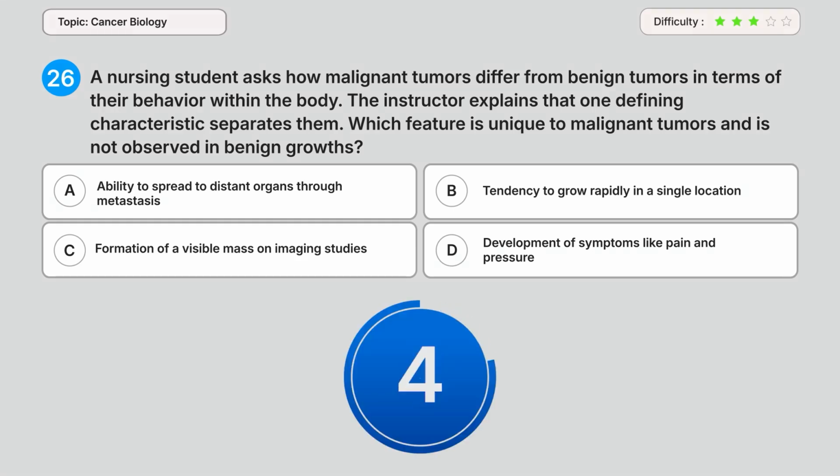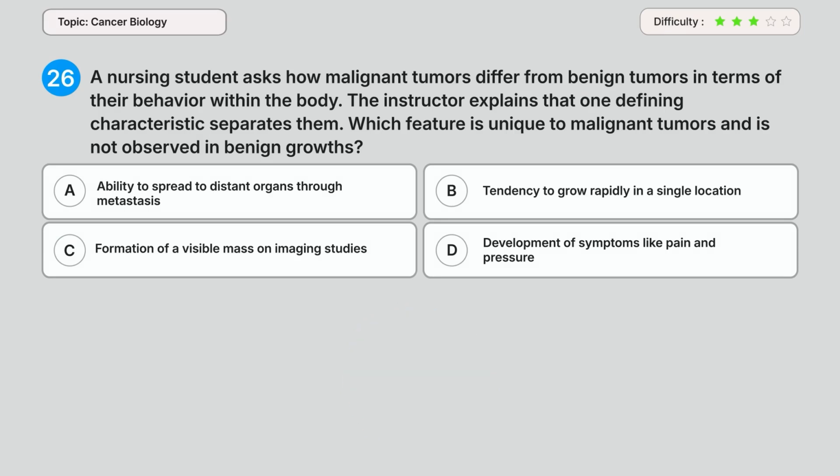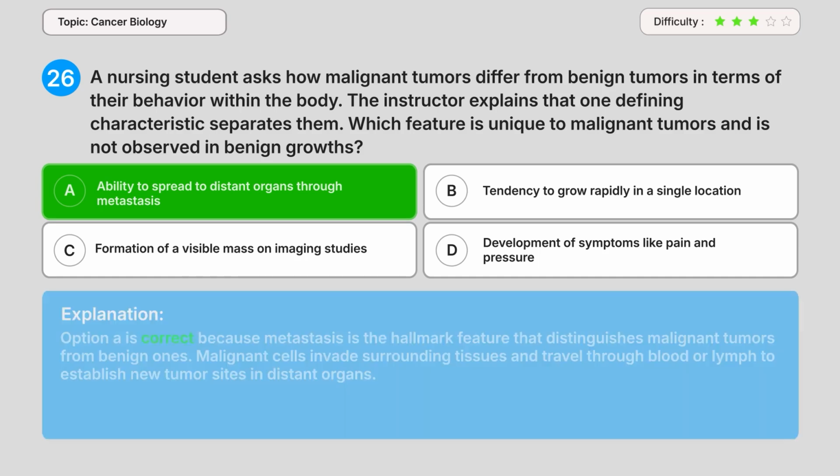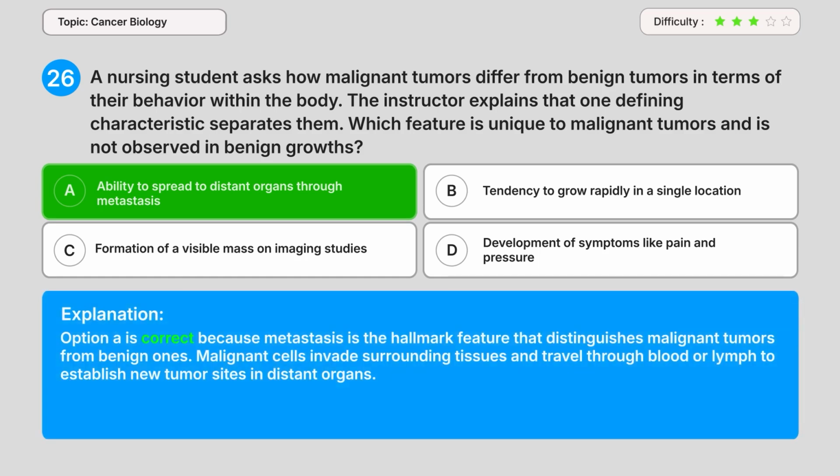Can you guess the answer? Correct answer. A. Ability to spread to distant organs through metastasis. Explanation. Option A is correct because metastasis is the hallmark feature that distinguishes malignant tumours from benign ones. Malignant cells invade surrounding tissues and travel through blood or lymph to establish new tumour sites in distant organs.